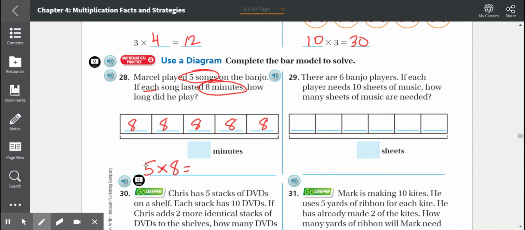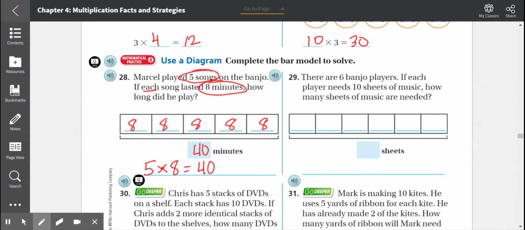So we could count by 5s 8 times, or we could count by 8 5 times. Counting by 5s is easier, so we're going to count by 5s 8 times to get our answer. 5, 10, 15, 20, 25, 30, 35, 40. So he played for 40 minutes.